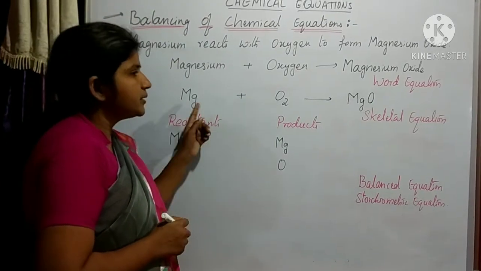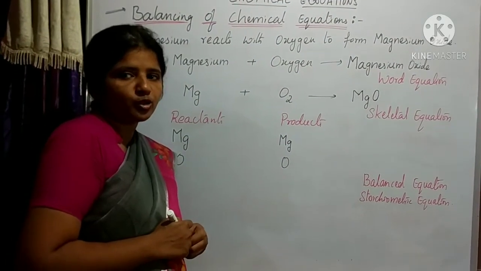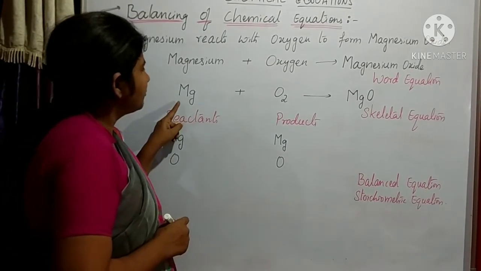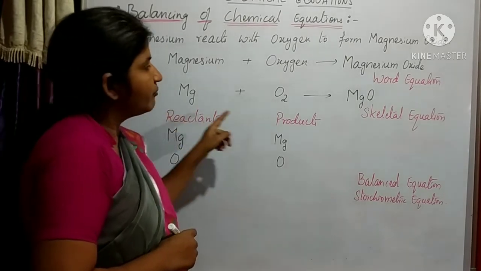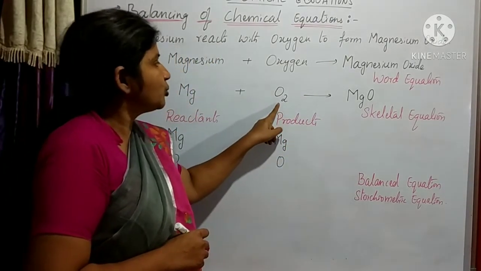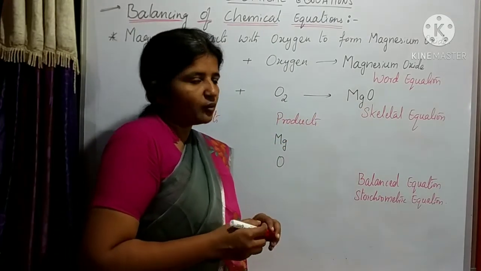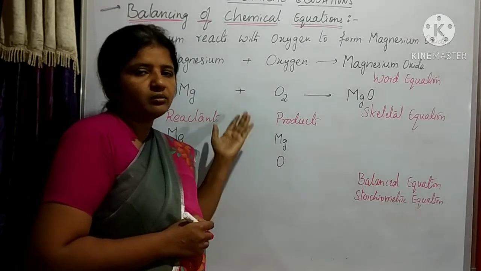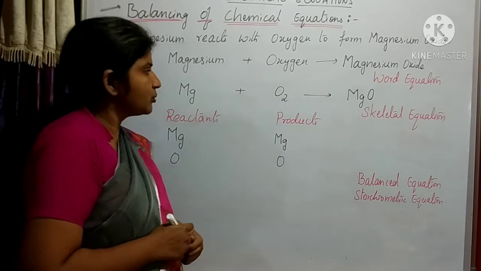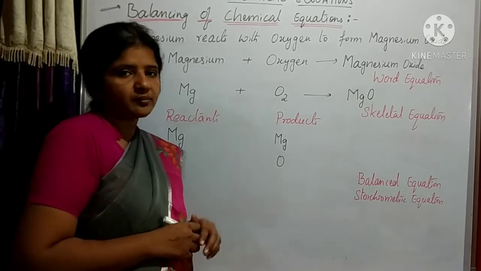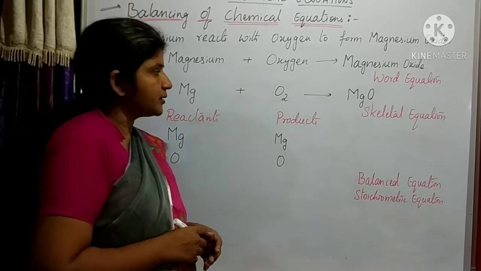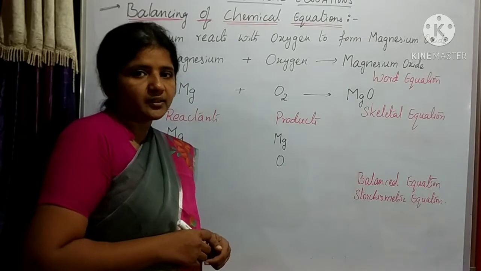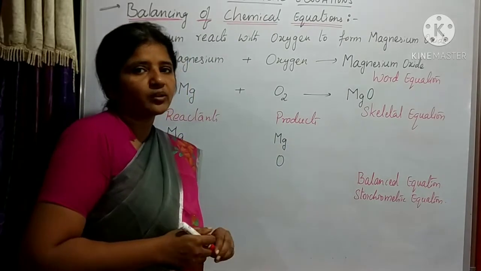Next, magnesium oxide is MgO. These are the formulas and symbols. And next, is it in a balanced state? No. Here magnesium, one is present on the reactant side, one on the product side. Oxygen, two are present on the reactant side, but on the product side oxygen is only one. So the mass of reactants is not equal to the mass of products. Which is unbalanced, that is said to be a skeletal equation.